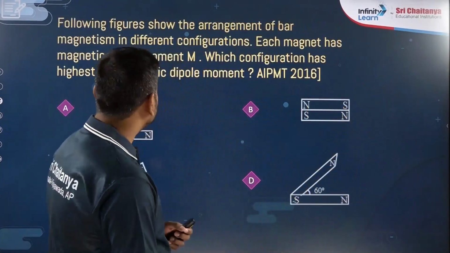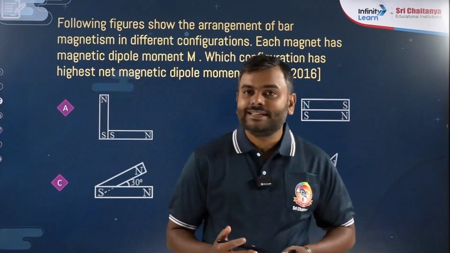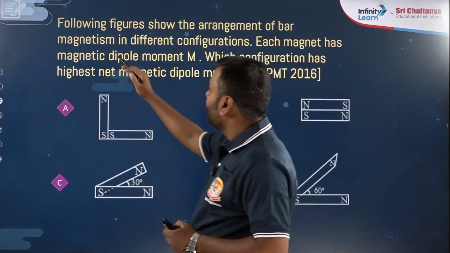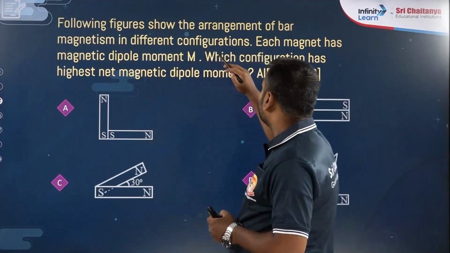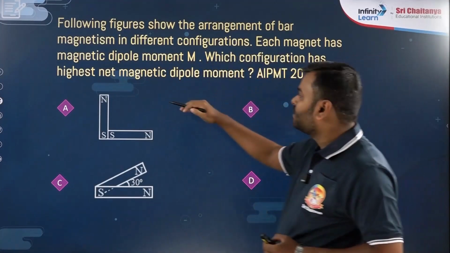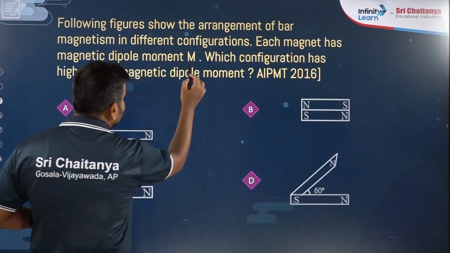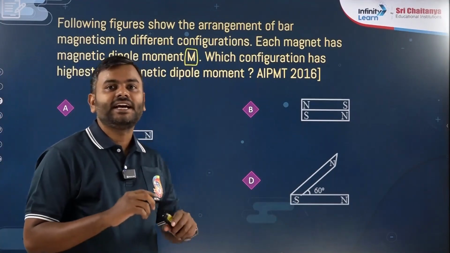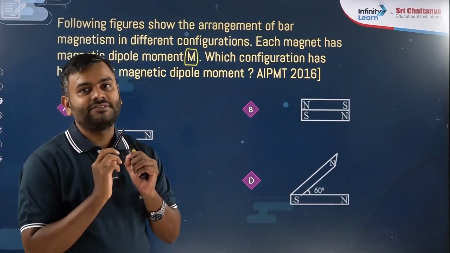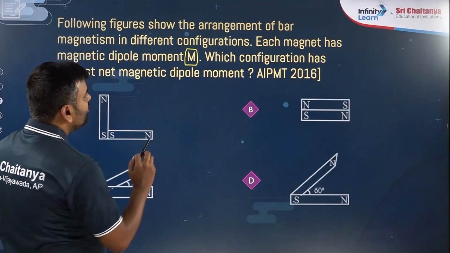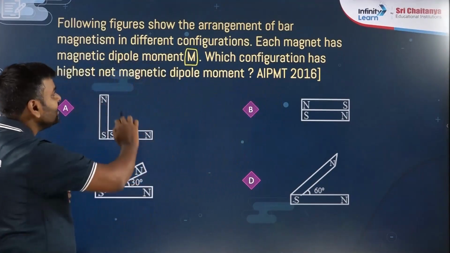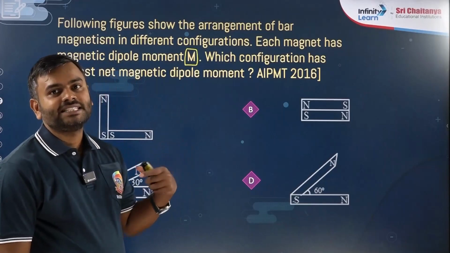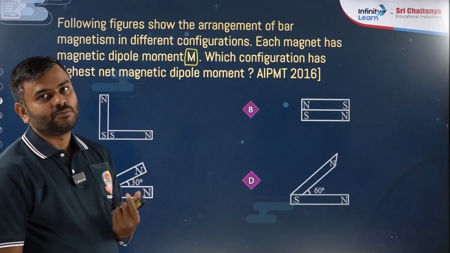The next question we have to understand is: the following figure shows the arrangement of bar magnets in different configurations. Each magnet has magnetic dipole moment M. So all the magnets we are taking have the same dipole moment, M. Now, which configuration has the highest net magnetic dipole moment? Which configuration among them has the highest net dipole moment?